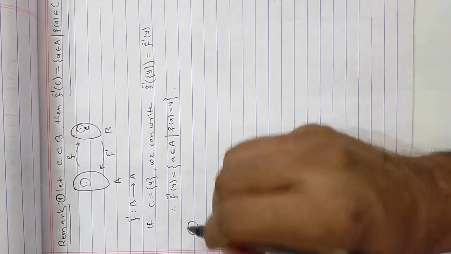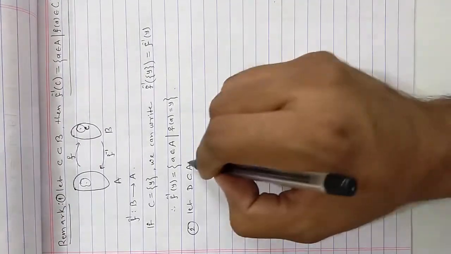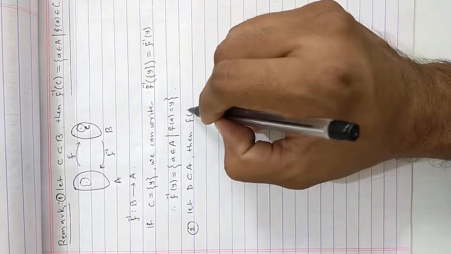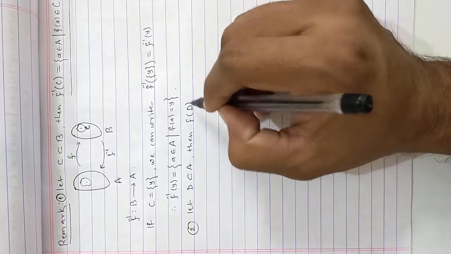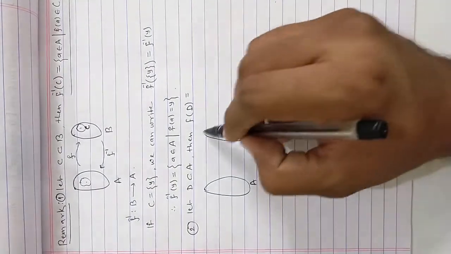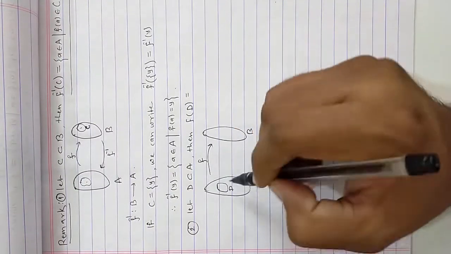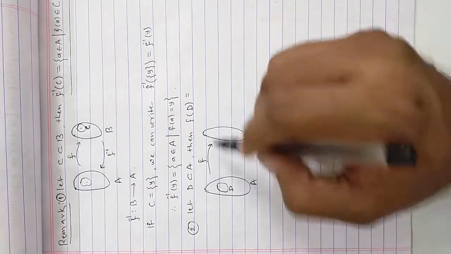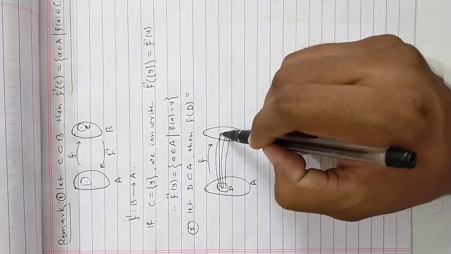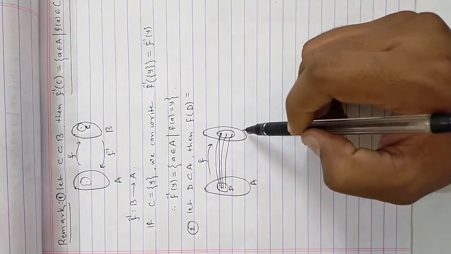Second remark, let D be a subset of A. Then what can be the image of set D? If this is set A, this is set B, and f is a function defined from set A to set B. If I have a subset D of A, as f is a function, these elements will map somewhere, right? So the image set should be a subset of B, right?